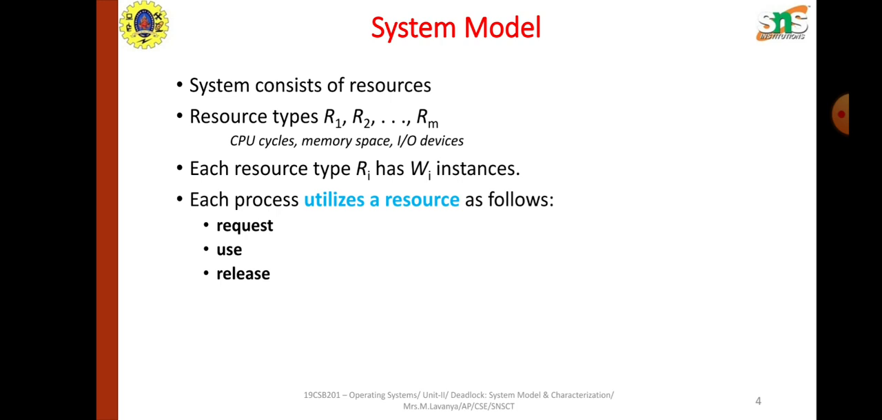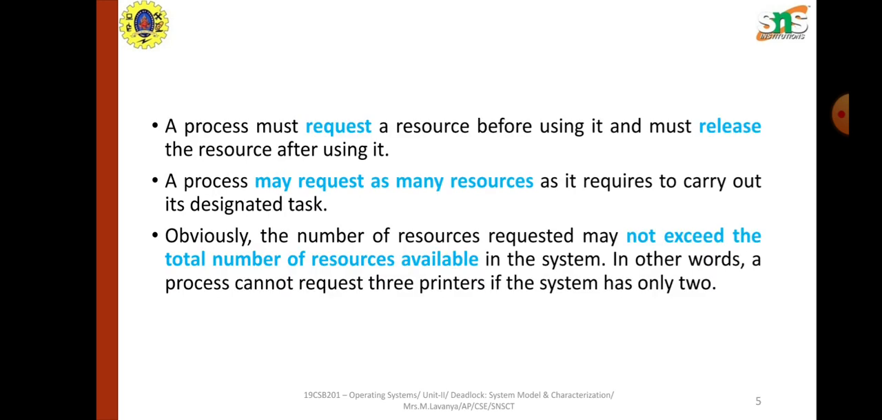The three steps are: the process must request that specific resource. After requesting, if the resource is available, then the resource will be allocated to that process, and then that process must use that resource. After completion of its work, the process has to release that resource. Only after releasing can the resource be freed and allocated to further processes waiting in the waiting queue. These are the three steps to be followed by a process for utilizing a resource.